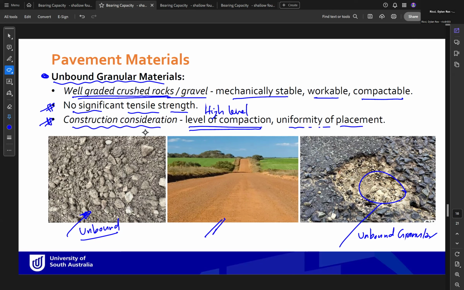So to reach this, we need something like the rollers to compact it. Okay, so it needs a high level of compaction.